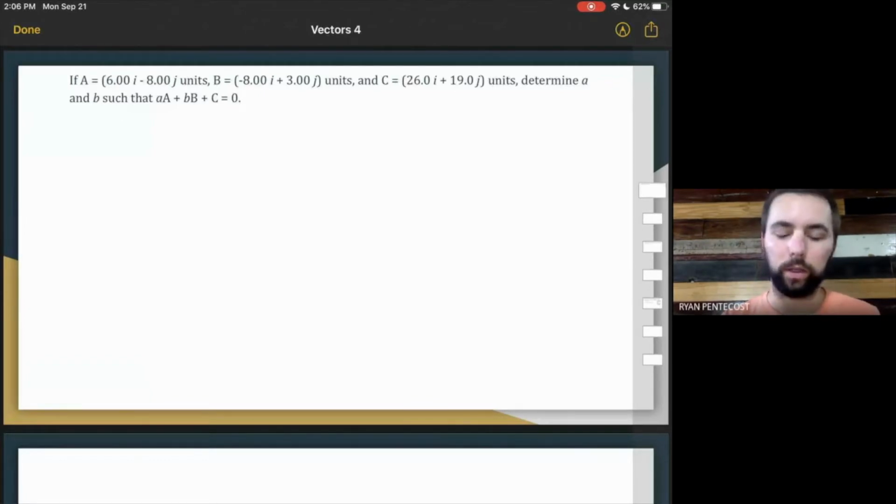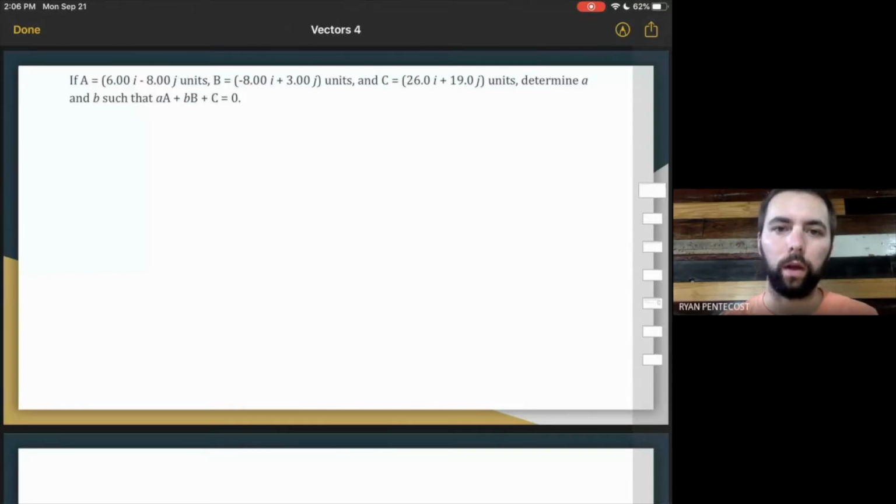So let's get started. We've got 3 vectors A, B, and C all given to us. Vector A is 6i minus 8j. B is negative 8i plus 3j, and C is 26i plus 19j. Determine a and b such that little a big A plus little b big B plus C equals 0.